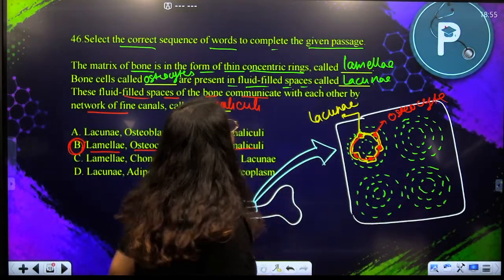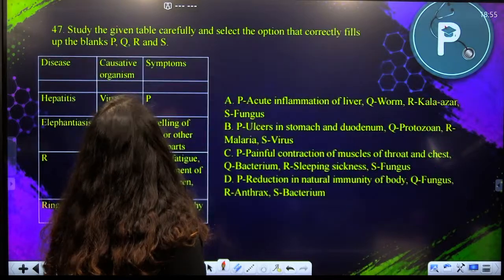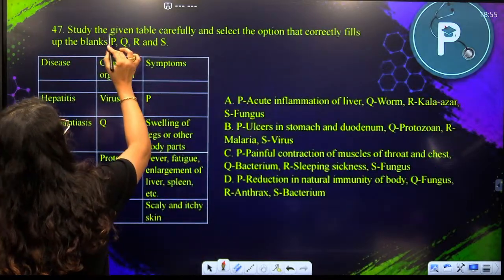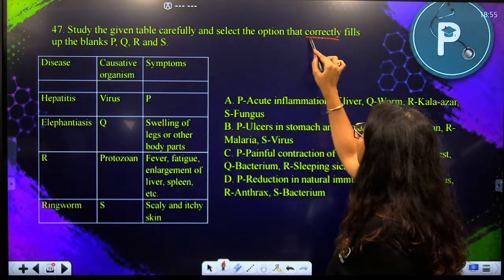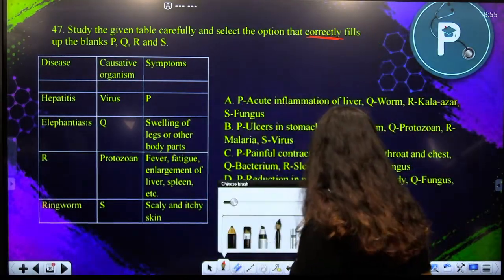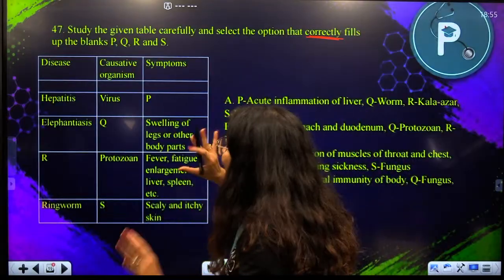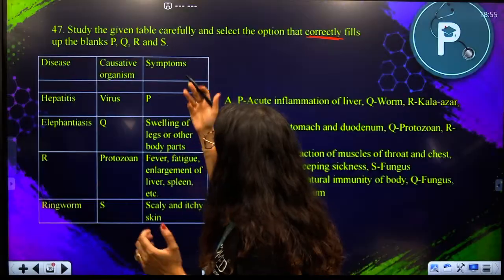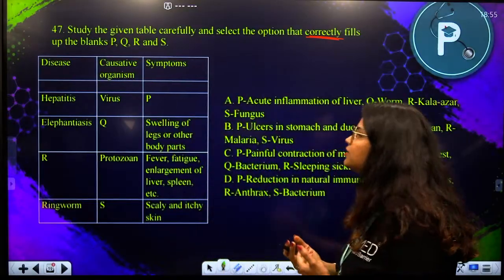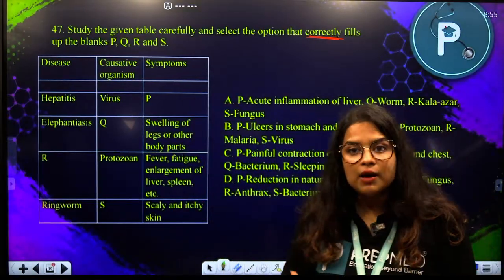Moving on to question number 47. Given below is a table and you have to carefully select the option that correctly fills up the blanks P, Q, R and S. So they are saying disease, hepatitis, virus, symptom. The hepatitis symptom is of course acute inflammation.